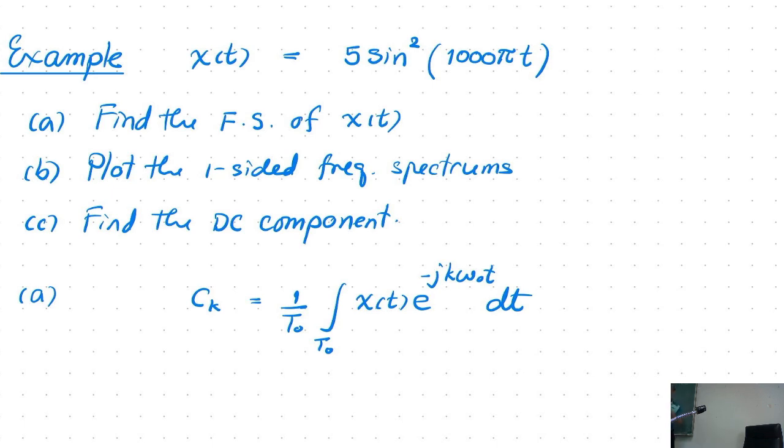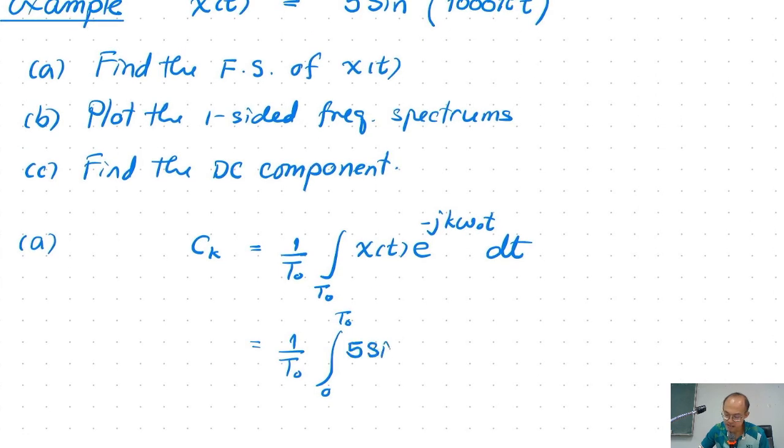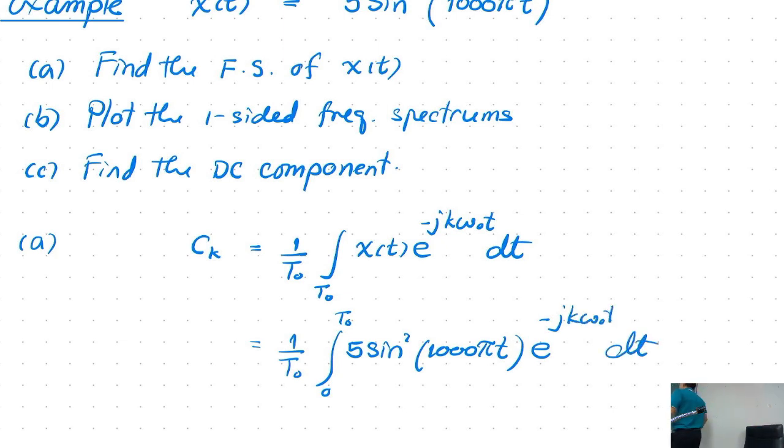Now, hypothetically, suppose we know the period. Then we'd have to integrate from 0 to T0, right? And then 5 sine squared 1000 pi t, e to the negative jk omega 0 t dt. Now, ask yourself, can you do this integration? It's almost impossible to do this integration, right? Well, it is doable. Actually, we can do it, but it is not worth the time.